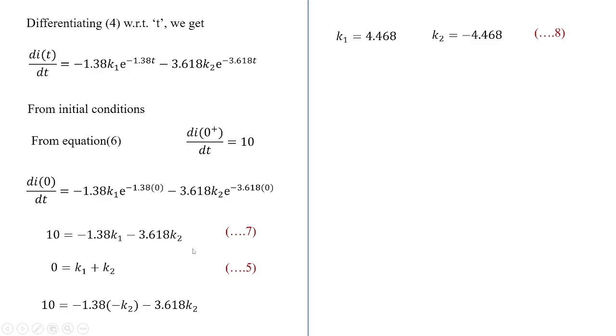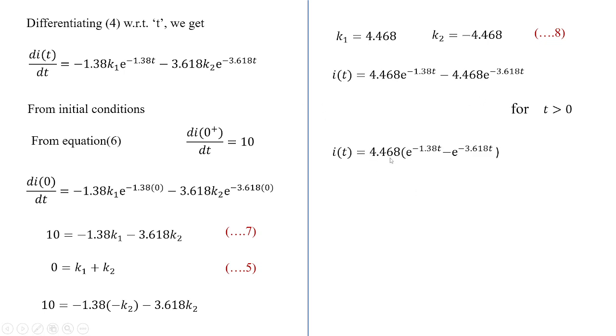The k1 and k2, once they are obtained, if you substitute in the equation of i of t, you are going to get 4.468 of e to the power of minus 1.38 t minus e to the power of minus 3.618 t. Now this is the solution we have obtained for i of t.